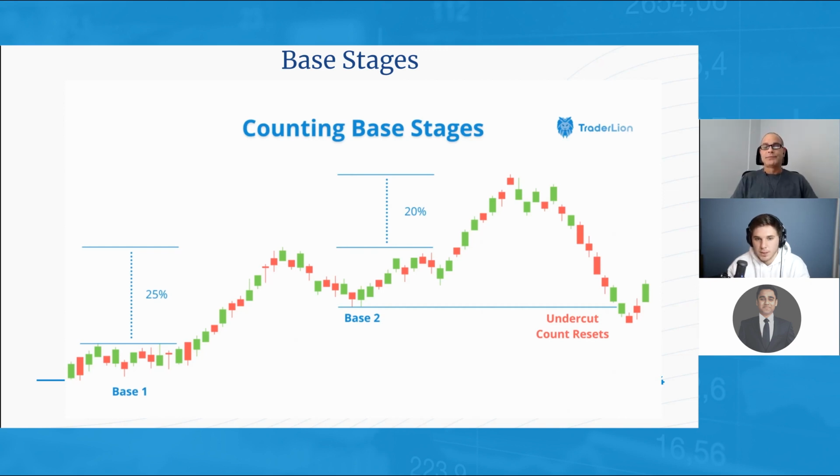I'll just jump in here because we talked about the base count, but it's also important to talk about how that overall count resets. The base stage basically resets when we have an undercut of the prior base, and that basically wipes out all the weaker holders and can reset the stock's run. It will base, reset again, and that is now a stage 1 base, and we can have another strong uptrend.